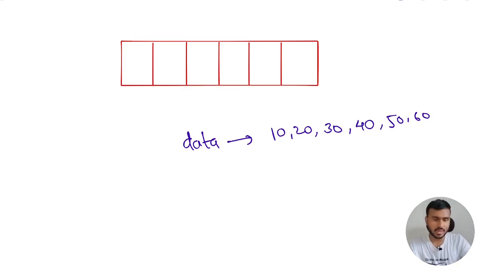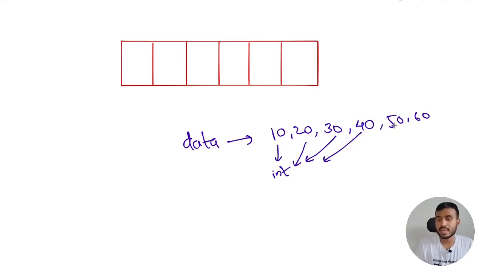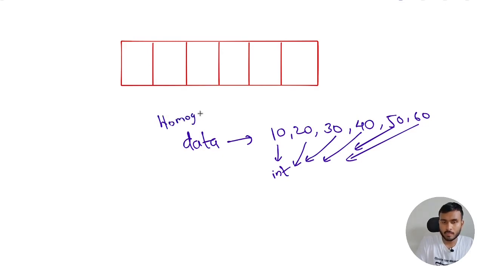See, whenever we have homogeneous data, we have said that we can store it in an array. So for example, this is our data: 10, 20, 30, 40, 50 and 60. Now just quickly tell me, what is the type of this data? 10 is of integer type, even 20 is of integer type, 30 is of integer type, 40 is also of integer type, 50 is also of integer type, and 60 is also of integer type. So all the values are of integer type. That's why we can say that this is homogeneous data. That means we can store this data into an array.